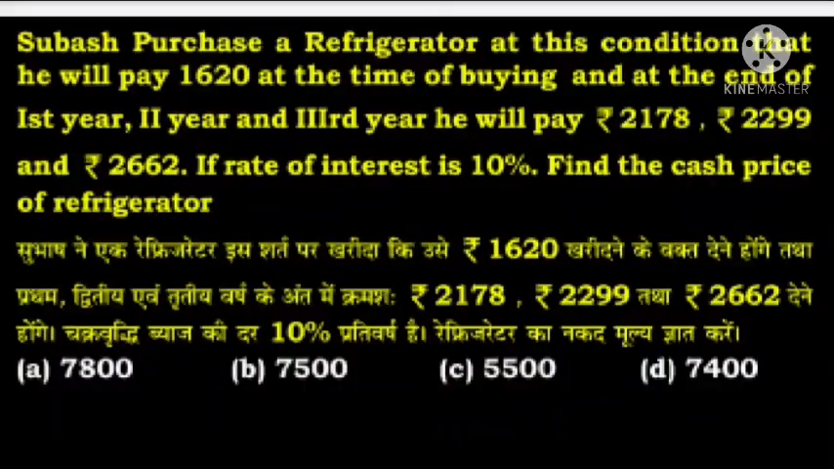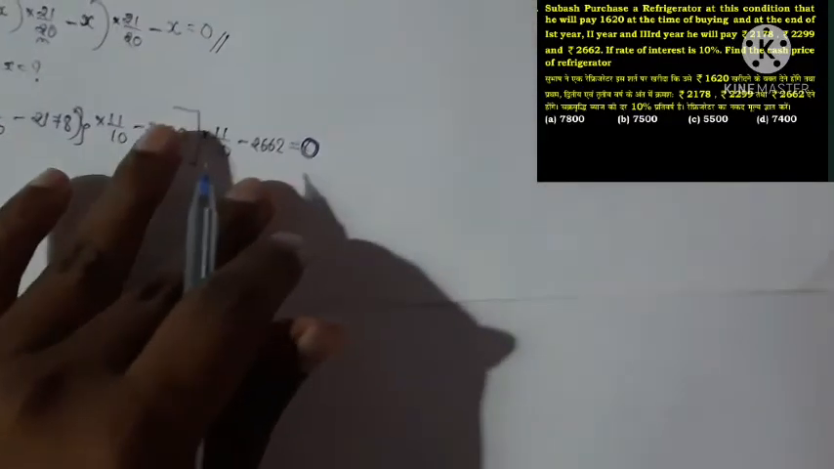Subhash purchases a refrigerator on this condition. He will pay 1620 at the time of buying, and at the end of first year, second year and third year he will pay 2178, 2299, 2662. The rate of interest is 10%. Find the cash price of the refrigerator. Here rate of interest is equal to 10%. So 10% is equal to 1 by 10.